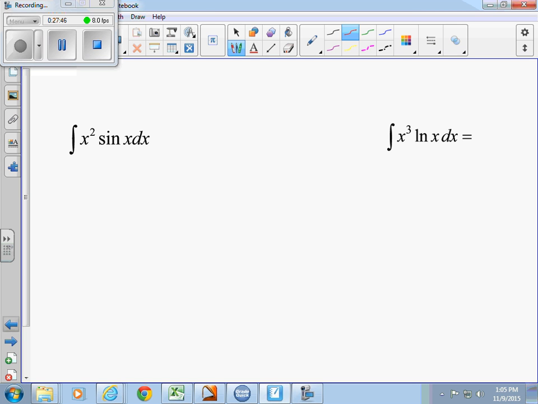Okay. x squared sine of x dx. Now, which one are we going to make u? x squared. Does anyone see a problem with this problem? Why it's going to be slightly tougher? Use it twice. I'm going to use it twice. So this one's a yes.